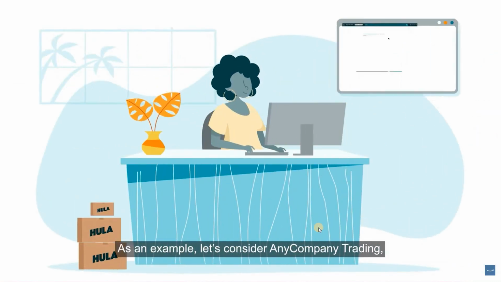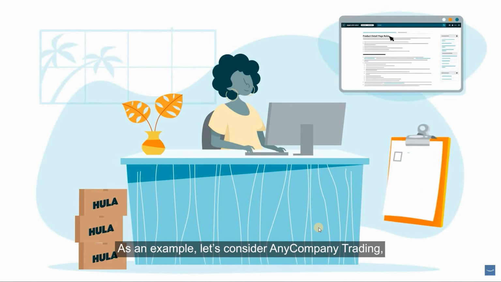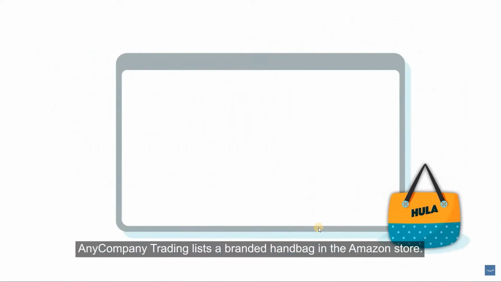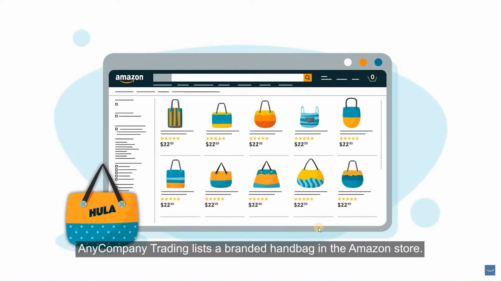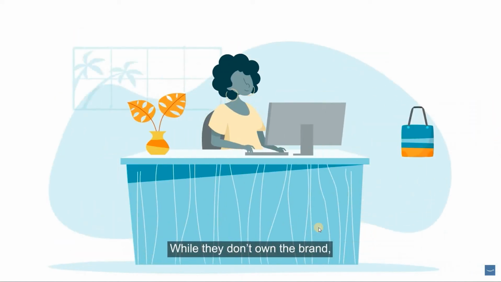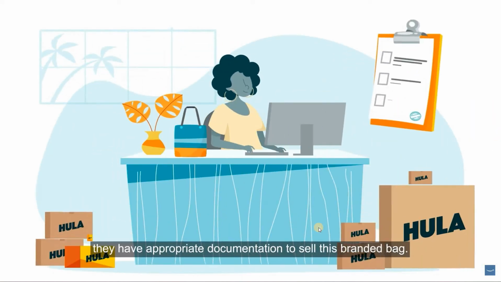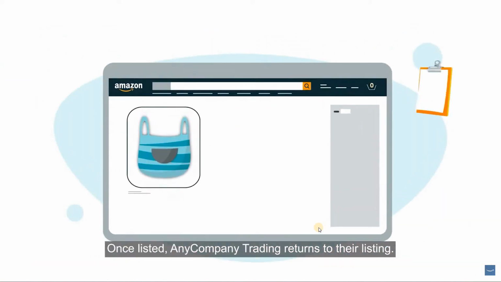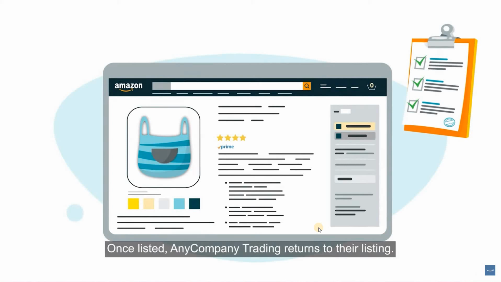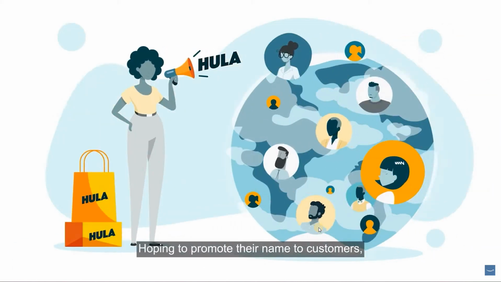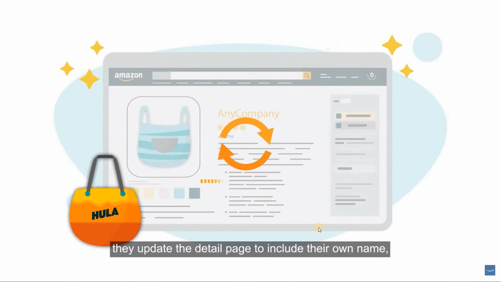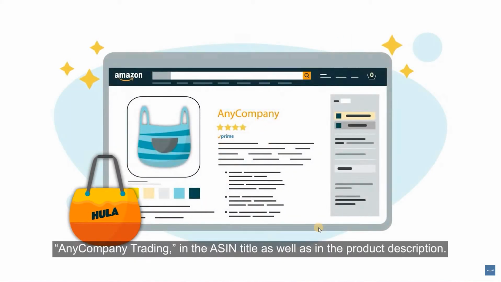As an example, let's consider Any Company Trading, who aren't in compliance with the product detail page policy. Any Company Trading lists a branded handbag in the Amazon store. While they don't own the brand, they have appropriate documentation to sell this branded bag. Once listed, Any Company Trading returns to their listing. Hoping to promote their name to customers, they update the detail page to include their own name, Any Company Trading, in the ASIN title, as well as in the product description.